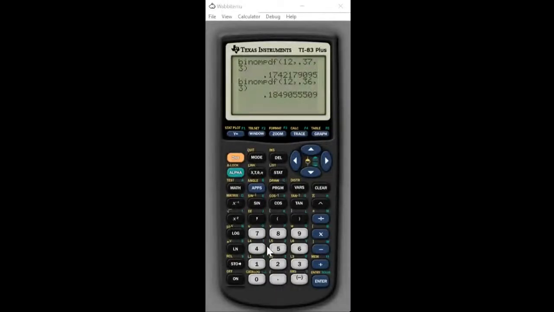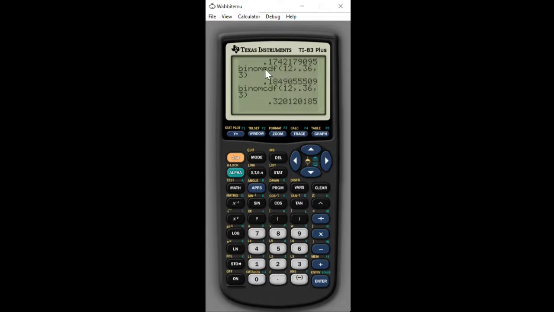Okay. So guys, I'm going to come back here. I'm going to go second, vars. I'm going to scroll all the way down here. That's the one I'm looking for, the CDF. Okay. Let's hit enter. I'm going to go 12, comma, 0.36, comma, 3. Now I'm going to hit enter here. And look at the number I'm coming up with. It's 0.320.